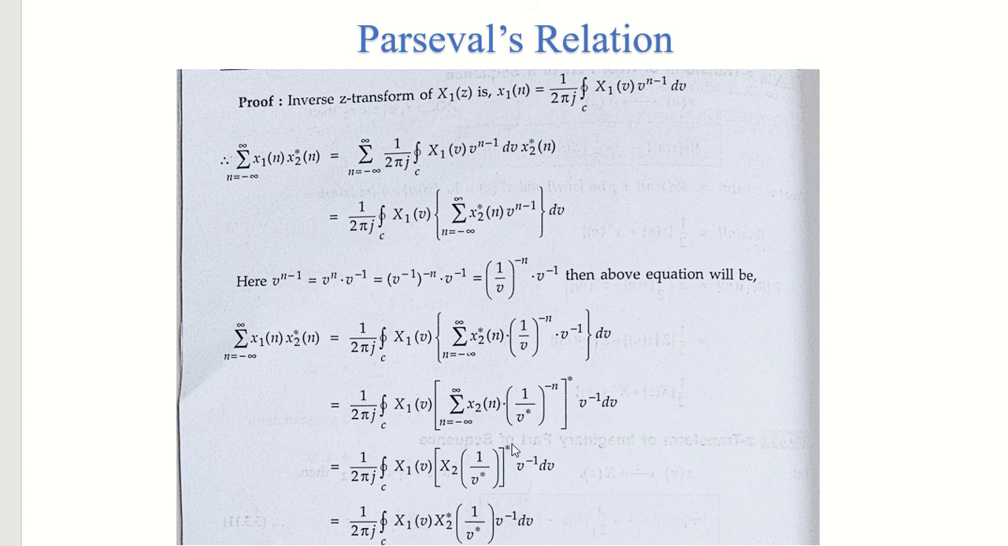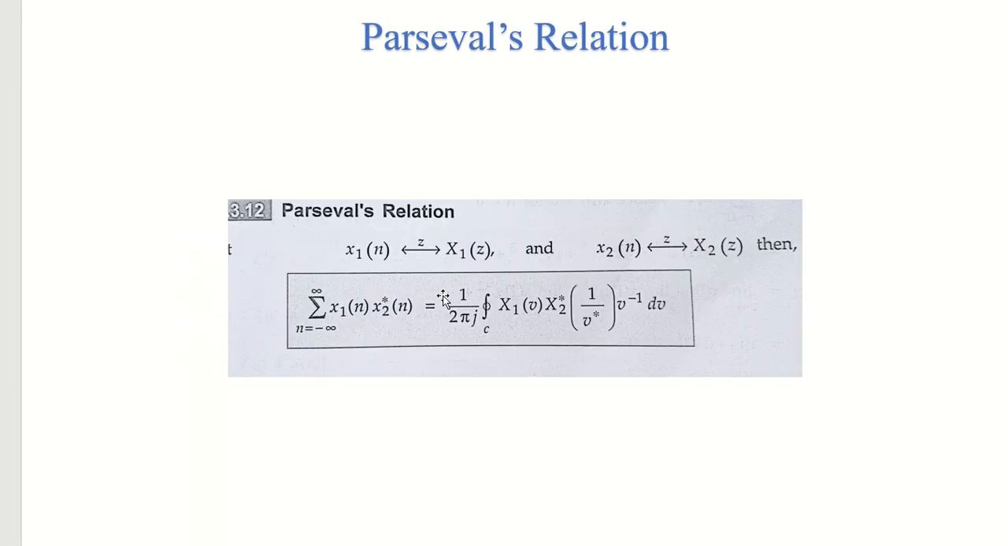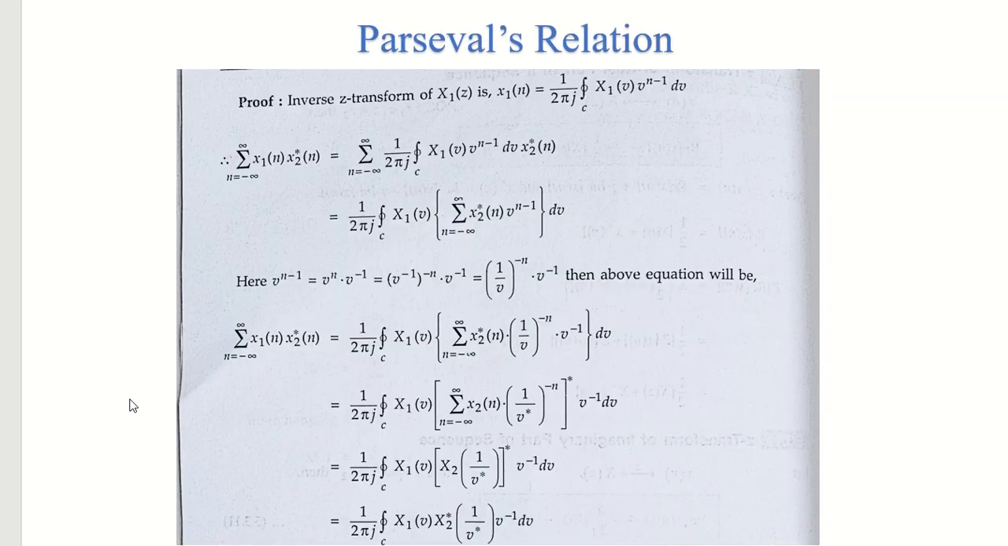X2 conjugate, because of this conjugate we will get x2 conjugate, x1 of v remains as it is, and the other term outside the whole integration and summation will remain as it is. And when you compare this term with the term of my Parseval's relation, both the terms are same, and hence you have just proved the Parseval's relation as well.